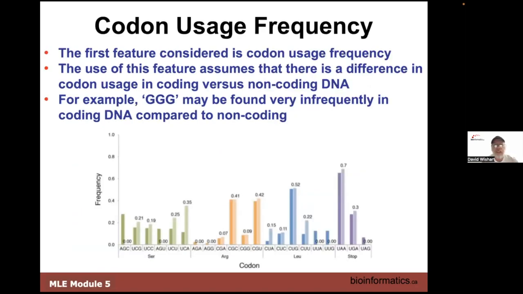So this is another one that we were talking about. Feature extraction is the codon usage frequency. There's a difference in codon usage between coding DNA and non-coding DNA. Some might be rare, and this is illustrating, well, the color scheme isn't exactly clear, the frequency of certain codons. In this case, look at arginine: CGC and CGU are very common, but AGA and AGG are almost never used, at least in coding regions. The reverse is true for non-coding.